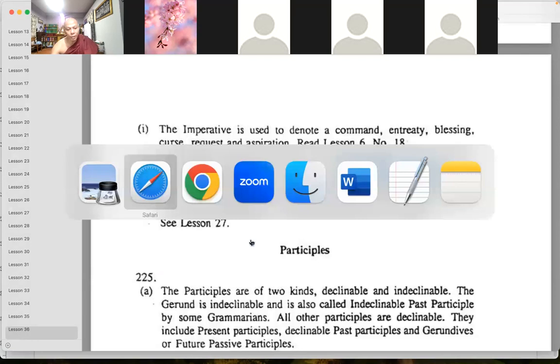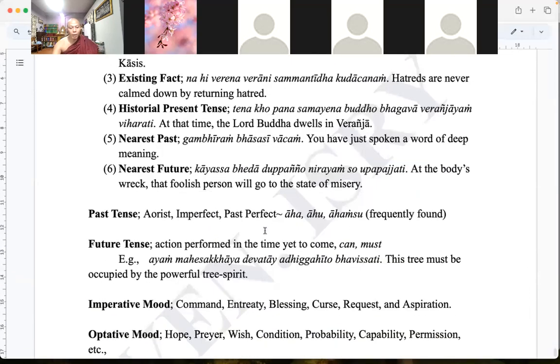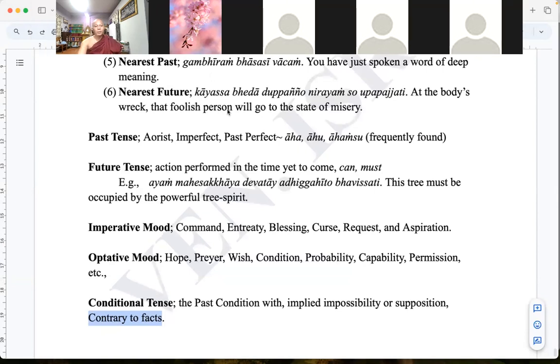Now just reviewing. Okay, now today we finish the syntax of verb also. Okay, so any question?